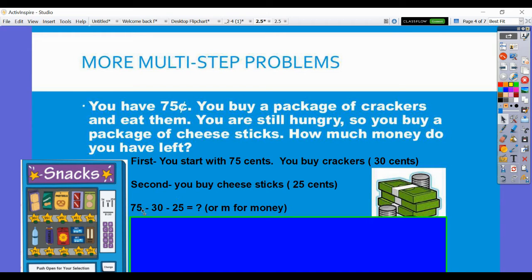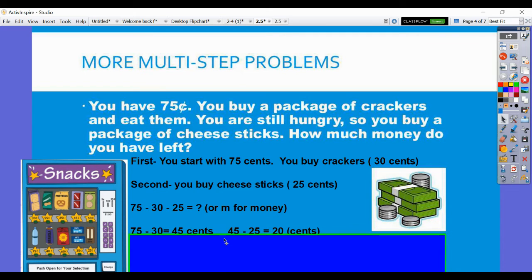So 75 is what we start with, and we're going to take away 30 because we buy crackers for 30 cents, and then we buy cheese sticks for 25 cents. We're going to take another 25 away. And that equals question mark, or we could put M for money since it's cents, or you could put C for cents, if you felt better about doing that. We aren't going to put dollars because there are no dollars involved at this point.